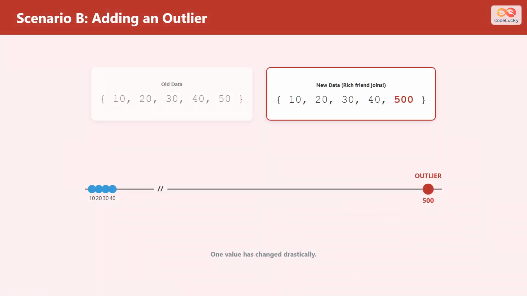Now let's change the scenario. Imagine the student who received $50 is replaced by a rich friend who gets $500 a week. Our dataset is now 10, 20, 30, 40, and 500. That 500 is a massive outlier. It is far away from the rest of the group. Let's see how this affects our statistics.